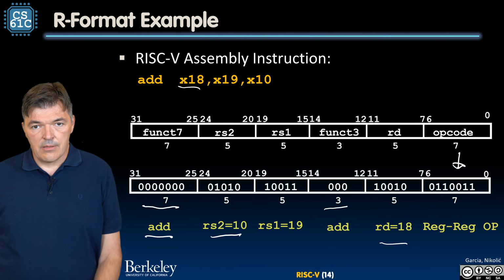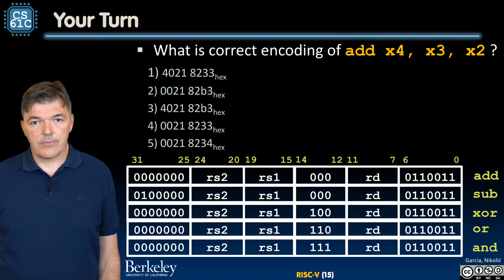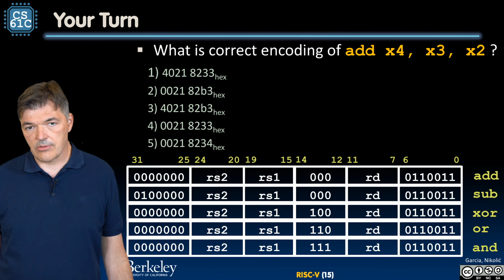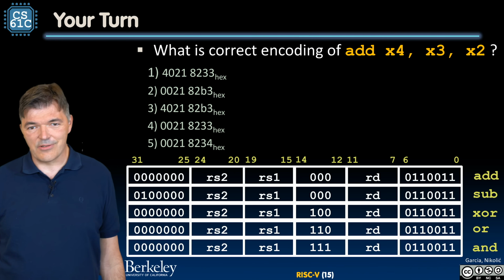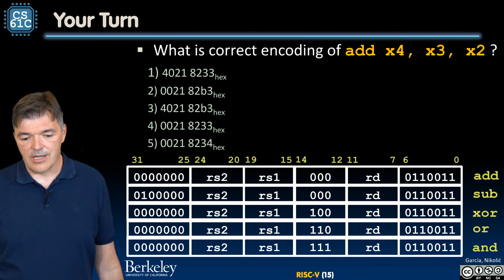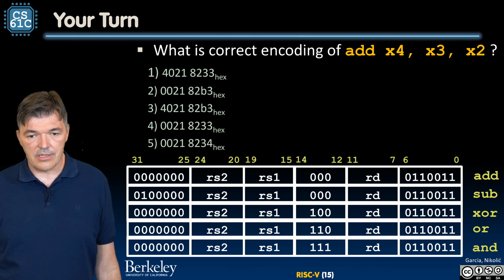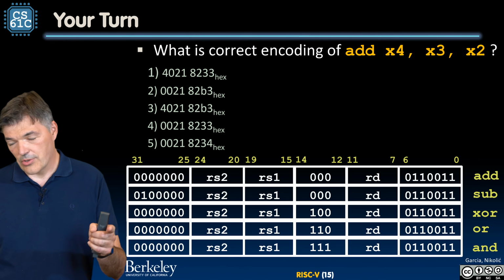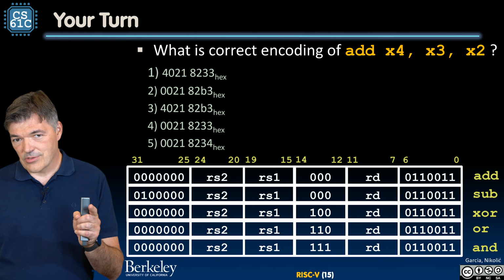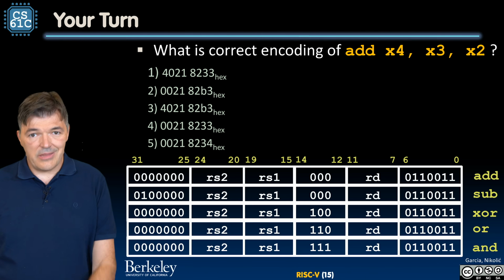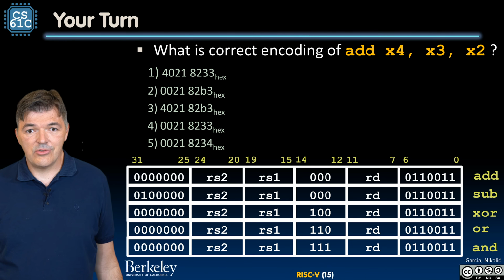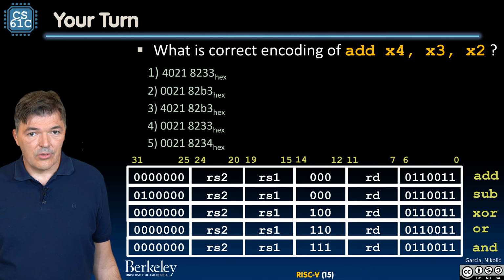Hopefully that made sense. How about you do this one? What is the correct encoding of add x4, x3, x2? And ignore that I might be using some reserved registers for some things. This is just an example of register-based addition. I'll pause here, or you can pause me here, do it yourself, and then I'm going to continue and work it out. In this case, we actually don't need to write all 32 bits.